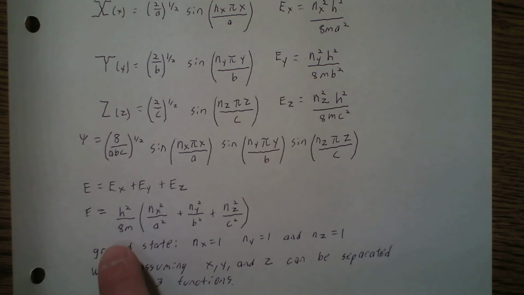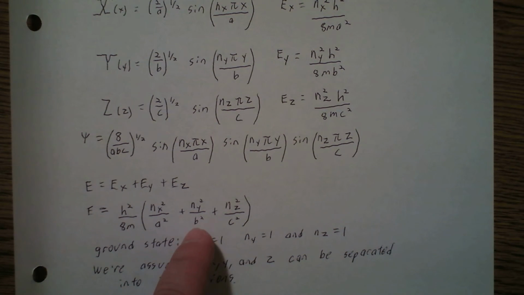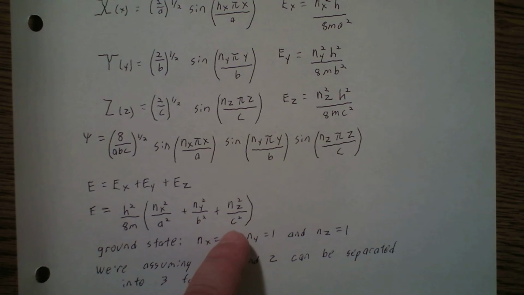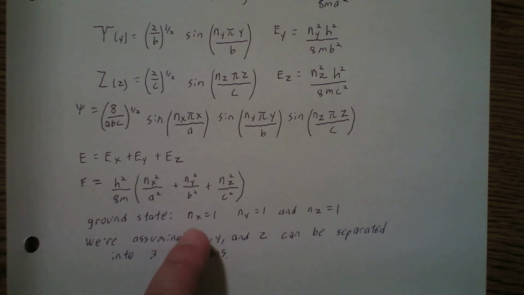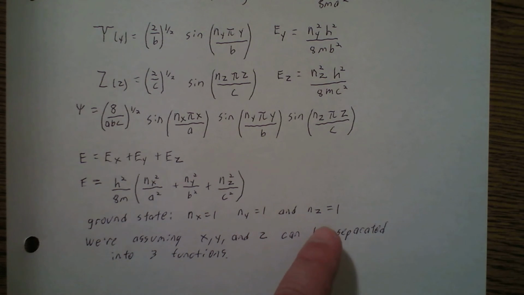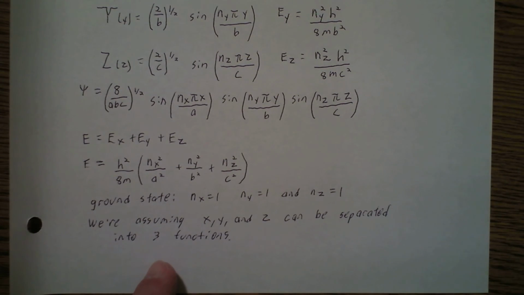So now we have energy is equal to h squared over 8m times this whole quantity, n of x squared over a squared plus n of y squared over b squared plus n of z squared over c squared. So remember, the ground state will be when n for x is equal to 1, n for y is equal to 1, and n for z is equal to 1. Now we're assuming that x, y, and z can be separated into three separate functions. That's all for section 9.